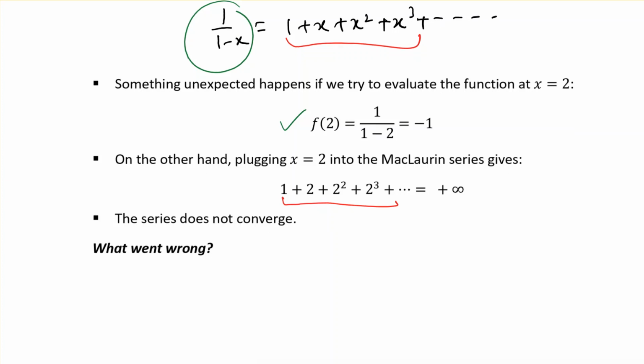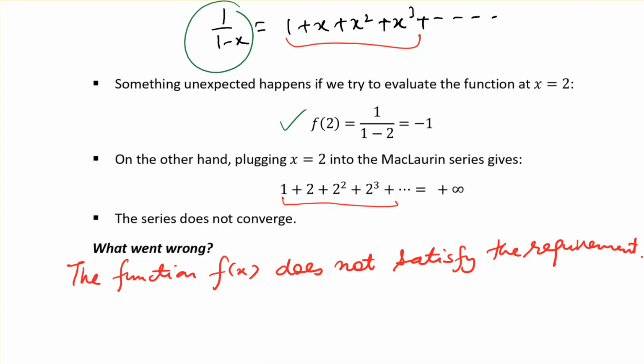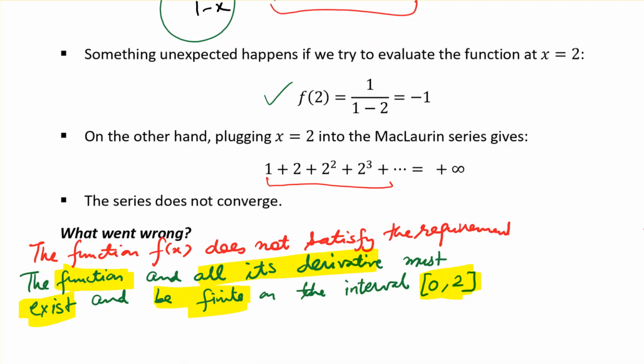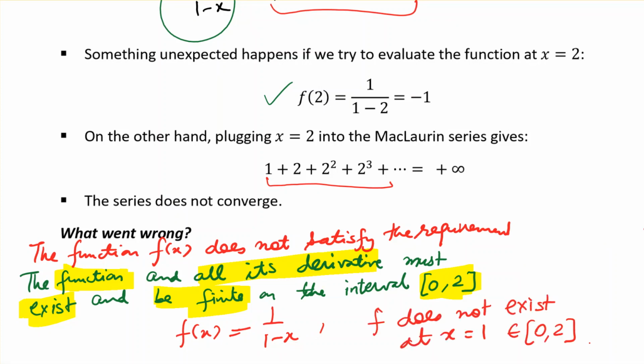Any ideas? So the function f(x) does not satisfy the requirement, remember. When we talked about it, we said that the function and all its derivatives must exist and be finite on the interval near 0. So we're going to look at the interval 0 to 2 inclusive. But here we notice that f(x) is equal to 1 over 1 minus x, and it does not exist when x equals 1. So that is the problem.